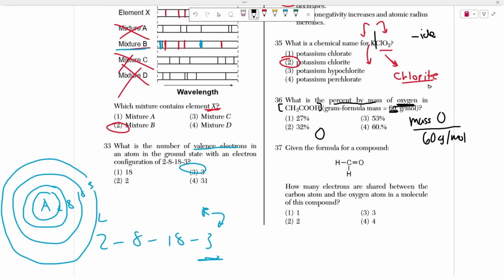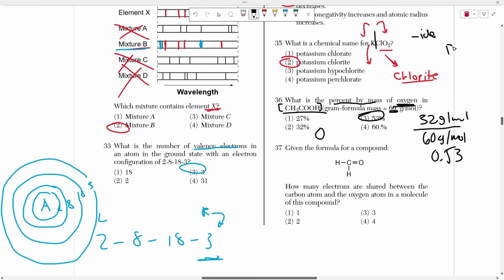Now, I need to find the total mass of oxygen in this molecule. There are 2 oxygen atoms here, which means that the total mass of oxygen isn't 16 grams per mole, it's 32 grams per mole. And now I just plug in 32 over 60 into my calculator and I get 0.53, which is equal to 53%. So again, in a nutshell, all we did here was find the percent mass. How do you find the percent? Well, it's part over whole. The whole here was the entire mass of this CH3COOH, and the part was the total mass of the oxygen in this molecule, which was 32 grams, because there's 2 of them.